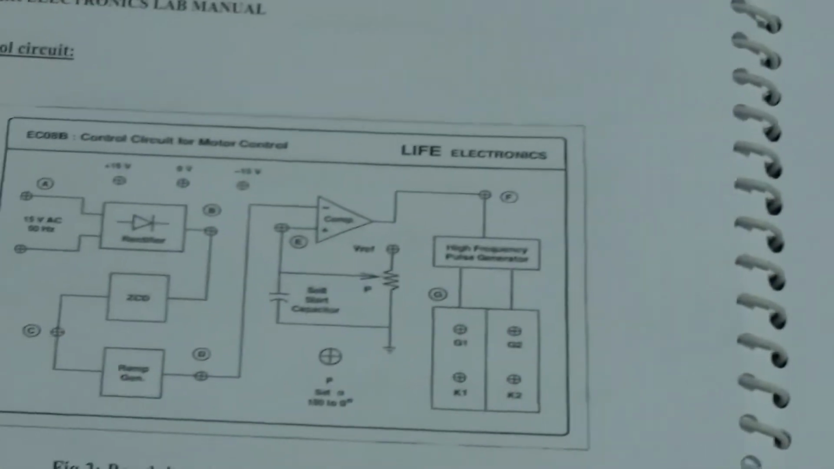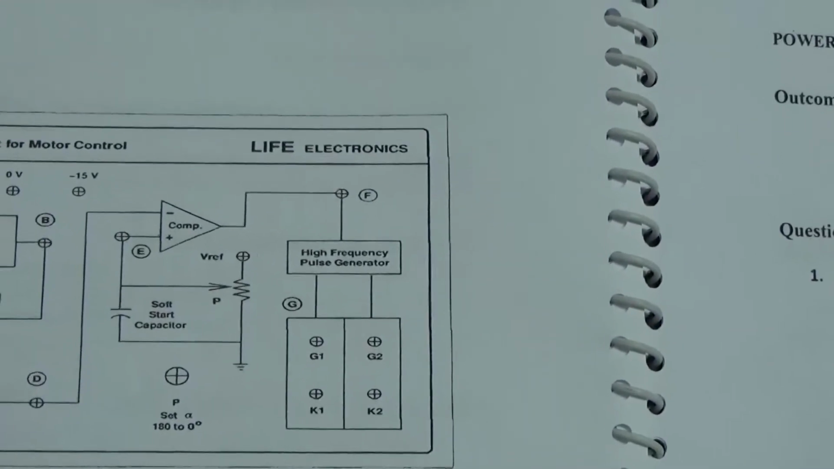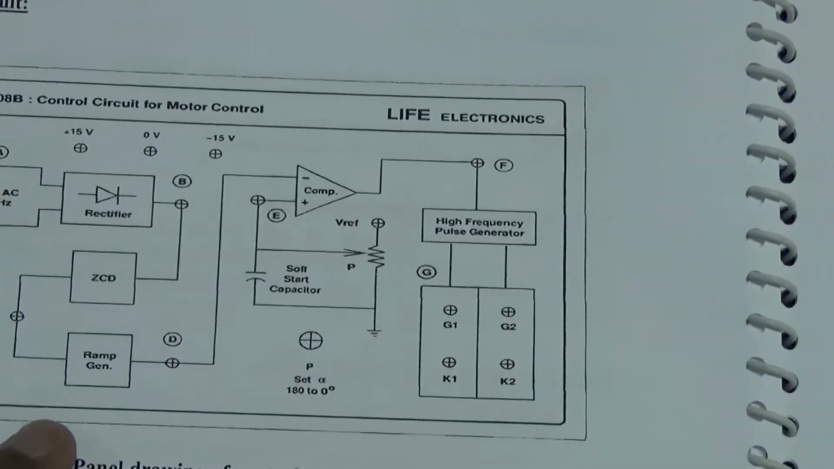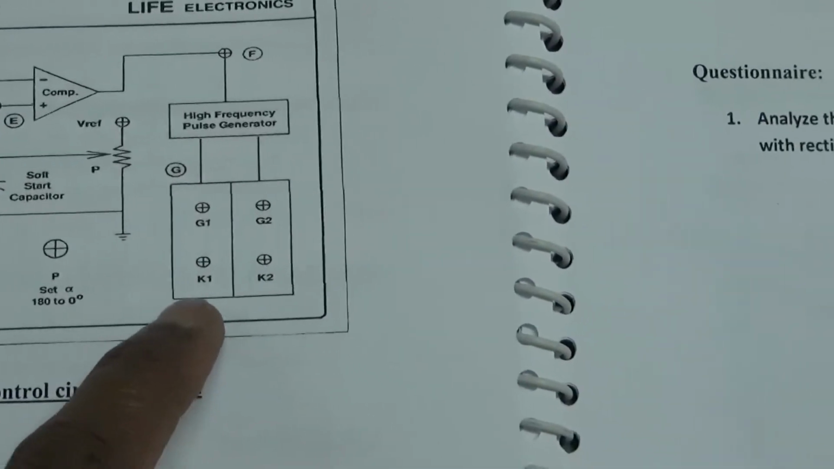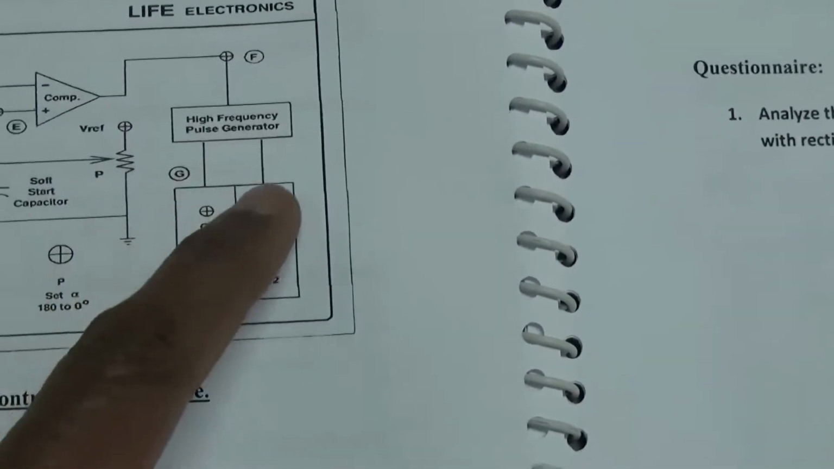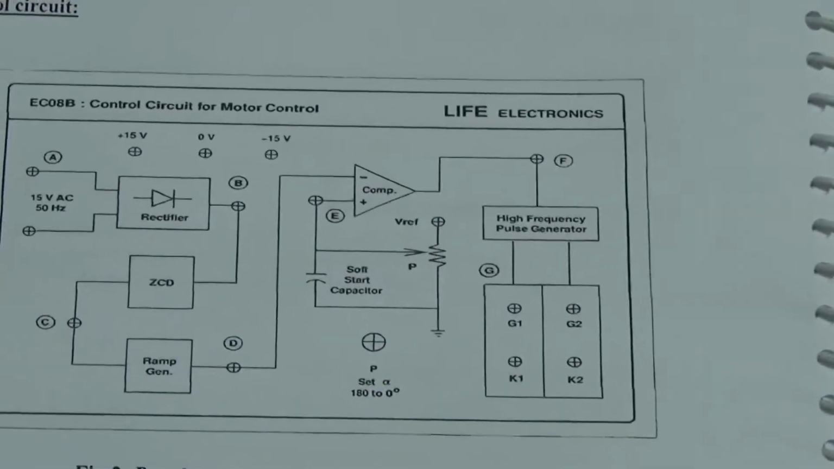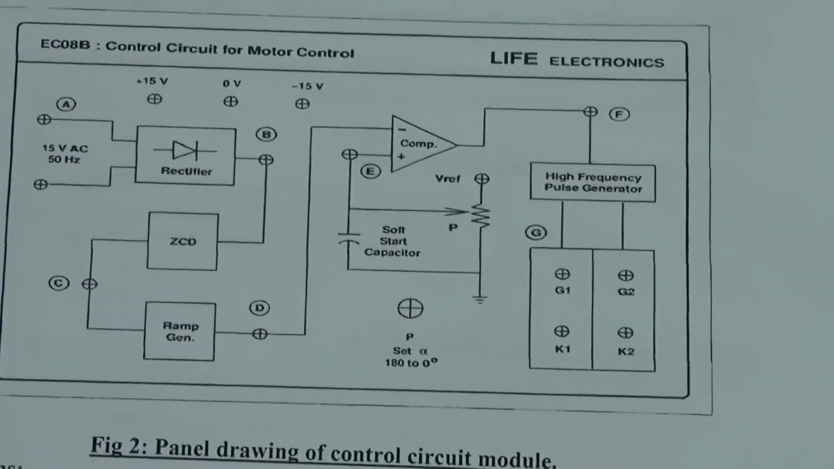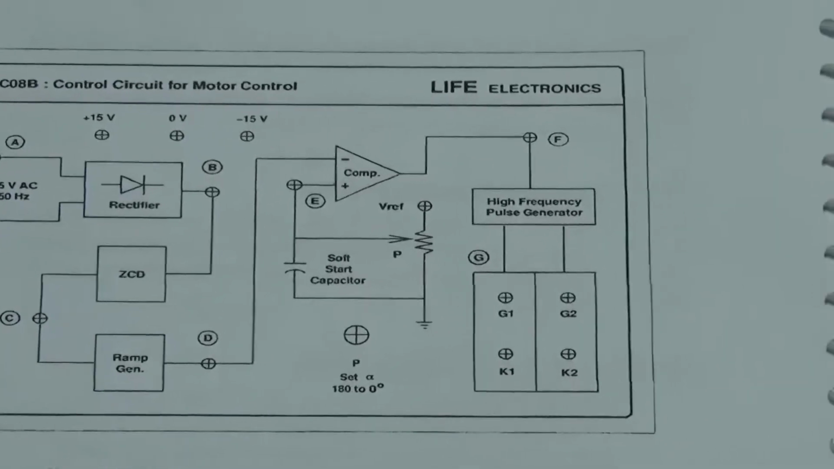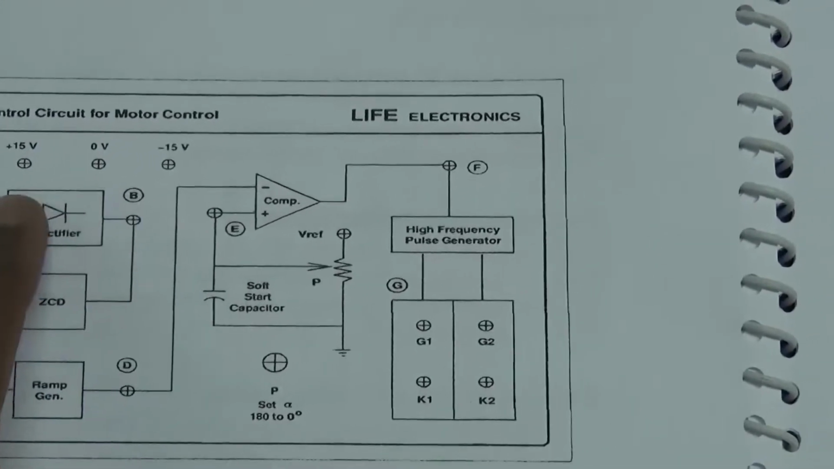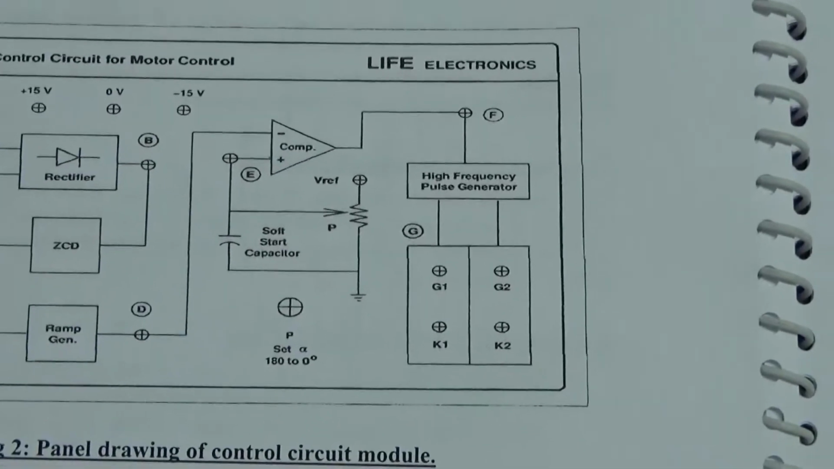First let us go to the control circuit. The control circuit comprises the rectifier circuit, ZCD, ramp generator, comparator, high frequency pulse generator, and we can expect the pulses at the G1, K1, G2, K2 with electrical isolation. To this module EC08B, we are going to give both AC voltage as well as the DC voltage. So AC voltage is 15 volt AC 50 hertz and DC voltage we are going to give 0, 15, minus 15 constant values for the op amp from the regulated power supply.